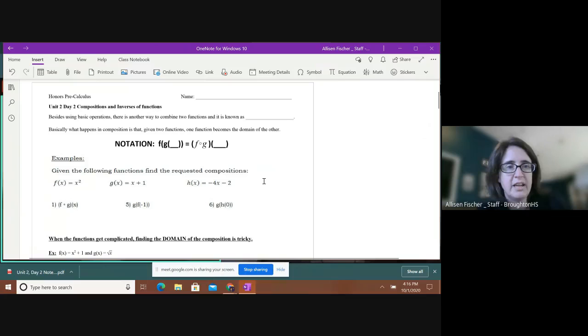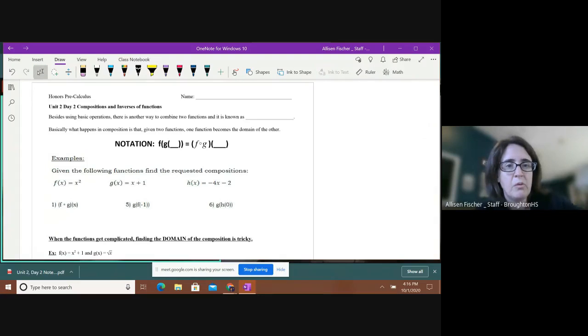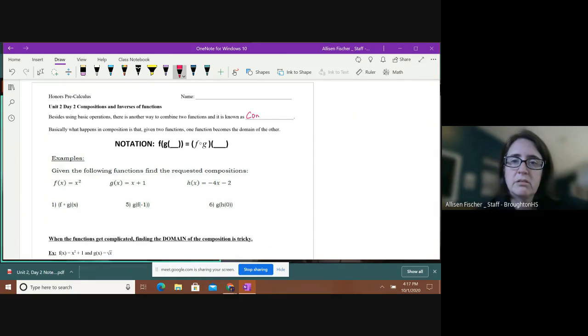Compositions and inverses today. So I'm going to start us off with compositions, which I don't think we've done before. So this is just another thing that you can do with functions. Besides using basic operations, another way you can combine two functions together is known as compositions. We may have talked about these in Honors Math 3. It may have depended on who your Honors Math 3 teacher was.